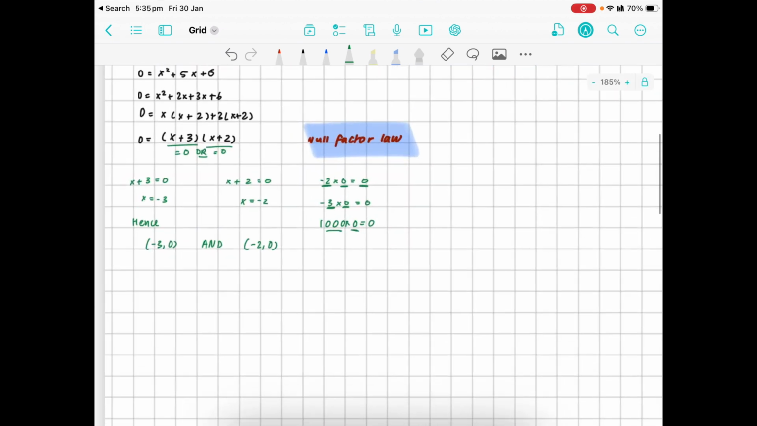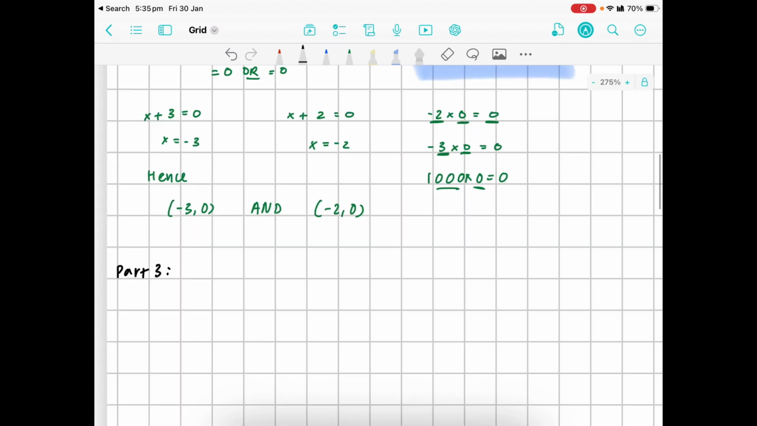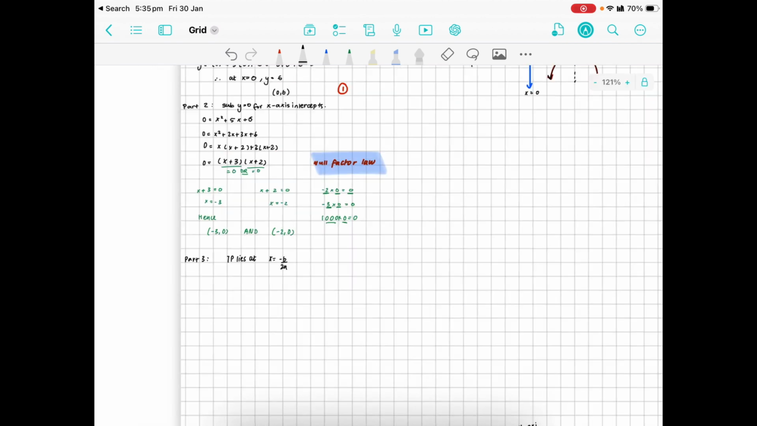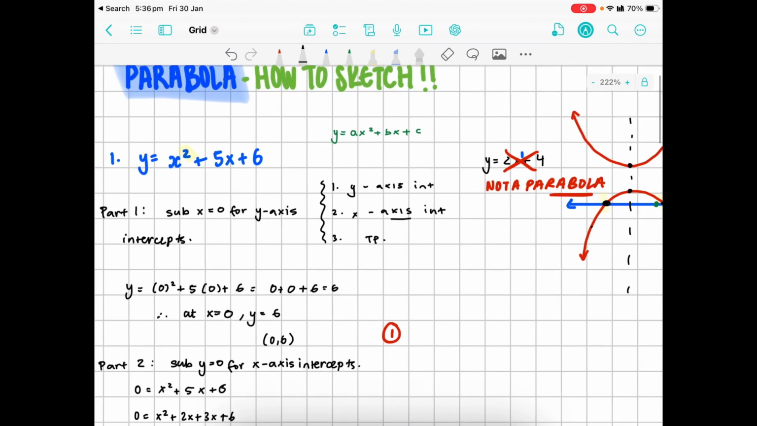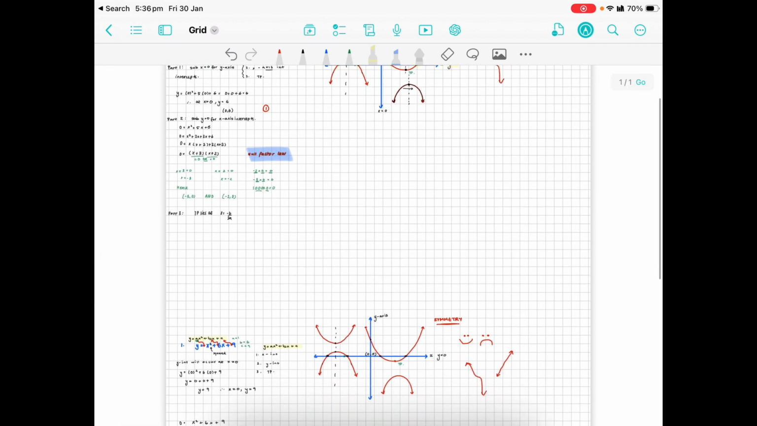There we go. Now it's just the final part 3, which is the turning point. The reason why this one is super simple is because it's in the format y is equal to ax squared plus bx plus c. So if I write this on top, in this case, a is equal to 1, b is equal to 5, c is equal to 6. So let's pop that in.